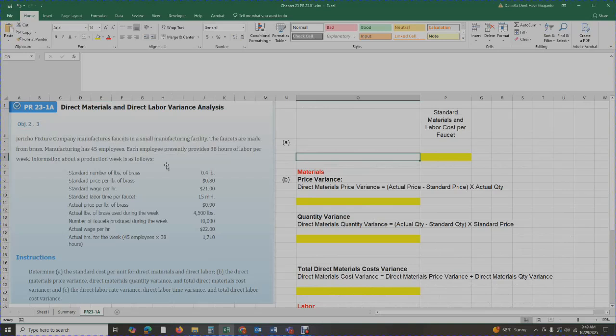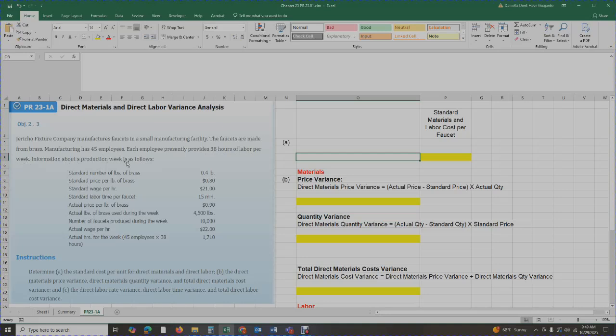Okay, so let's review the problem that we're going to be tackling today. It says Jericho Fixture Company manufactures faucets in a small manufacturing facility. The faucets are made from brass. Manufacturing has 45 employees. Each employee presently provides 38 hours of labor per week. So we have 45 employees and they work 38 hours a week. Make a note of that.